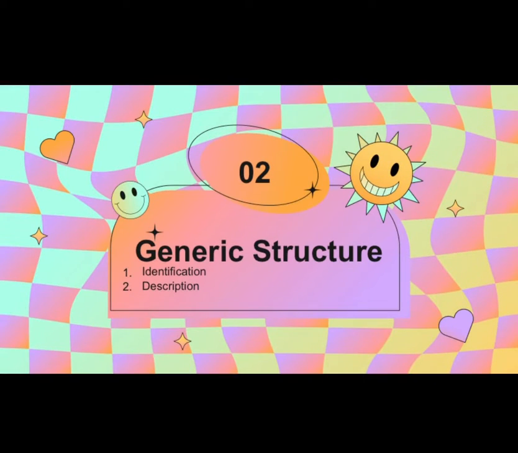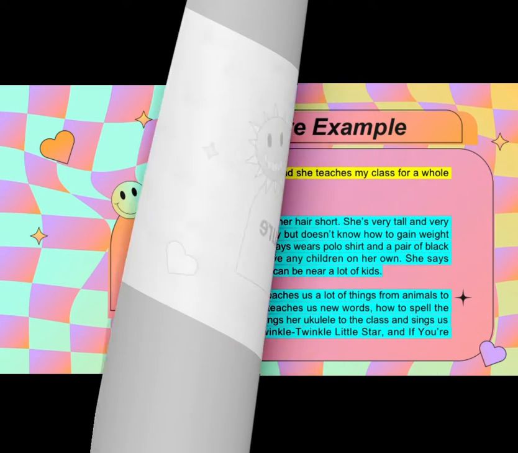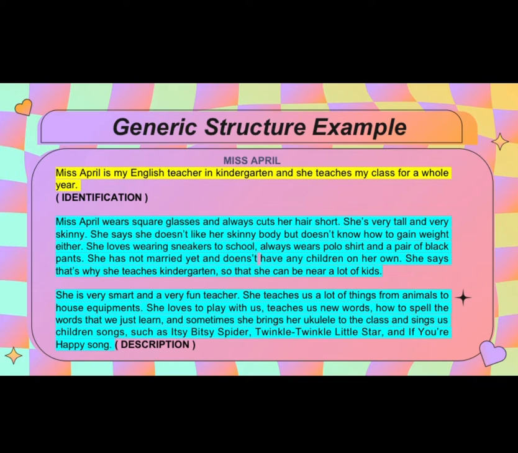And the second structure is description. It contains a description of something such as an object, animal, person, or place by classifying the characteristic, shape, color, or anything related to what the author will describe.